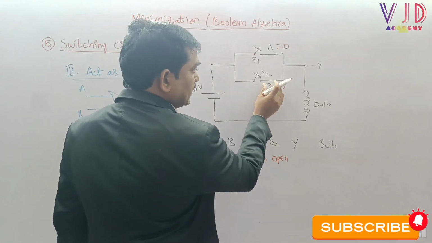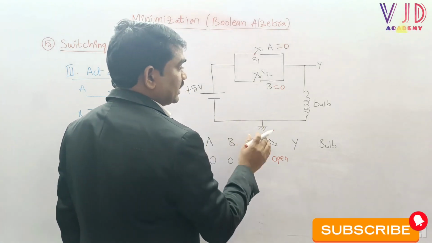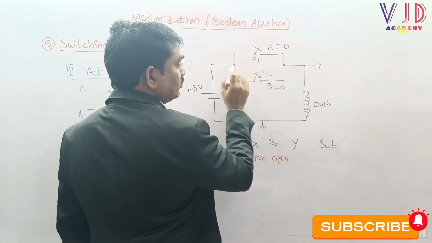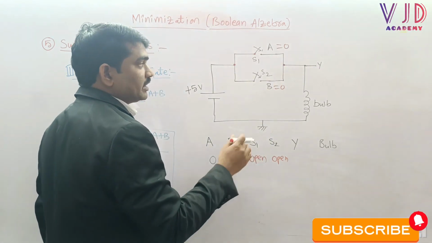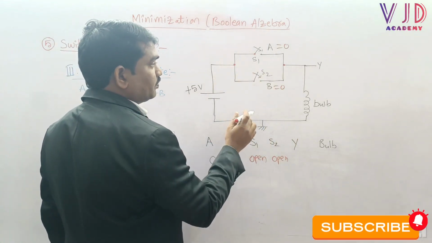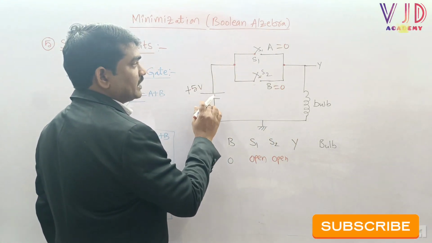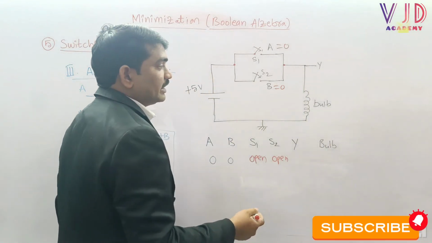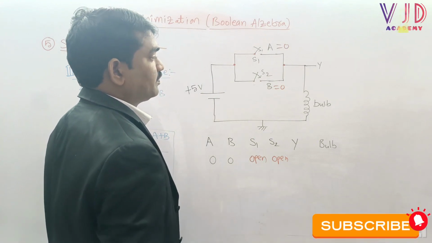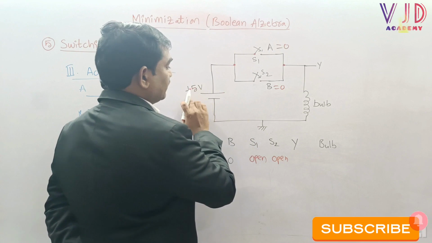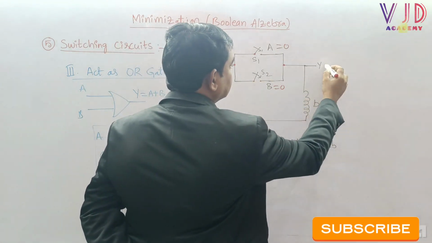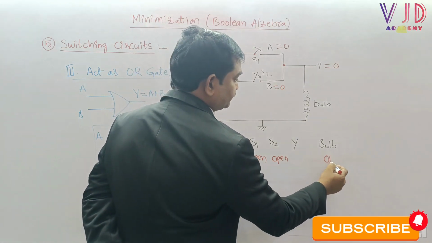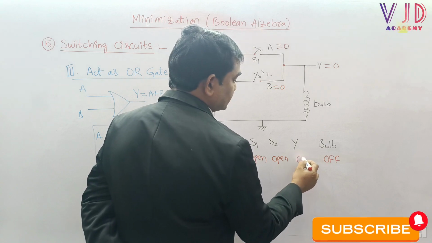And now the moment when A equal to 0 and B equal to 0, there is no established connection between the input node and the output node. Because there is no connection between input and output, the plus 5 volts power supply is not able to reach output Y, so the bulb will automatically turn off because there is no input power supply to the bulb. We can say Y equal to 0, and the bulb state will be off.